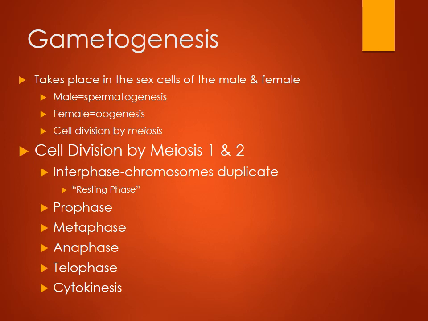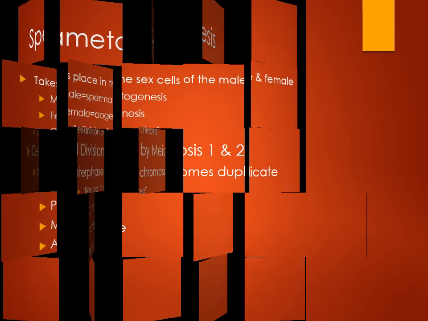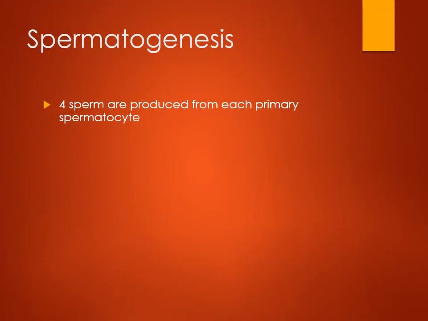Again, we'll revisit this diagrammatically in class, but the result of meiosis 1 and 2 in spermatogenesis is that we get 4 sperm cells from each primary spermatocyte.